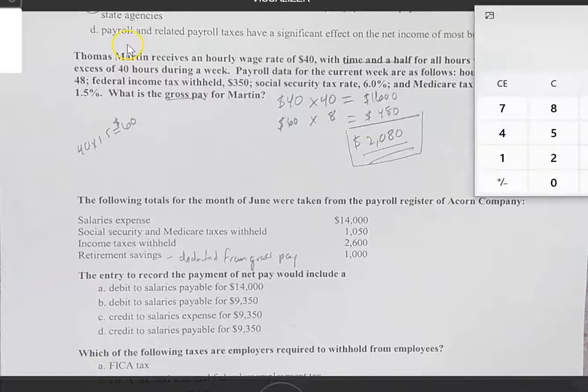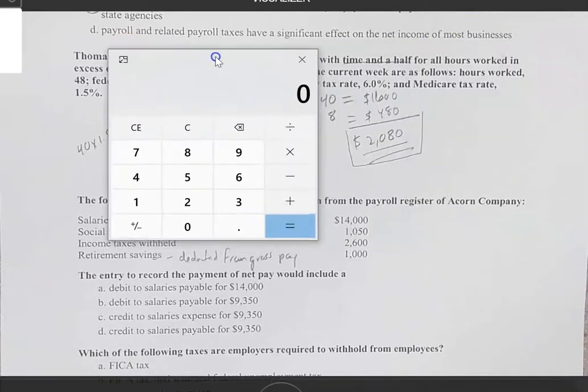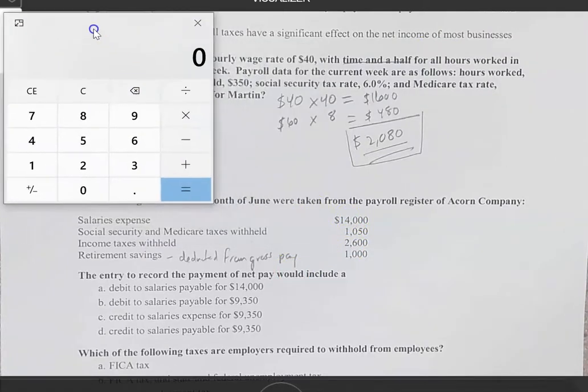So let's make this a little bit smaller and just see what we have here. Looks like we have the salaries expense, $14,000. This $14,000 is equivalent to gross pay. We have Social Security. So we're going to start here at $14,000. That's our gross pay. $14,000 is our gross pay.